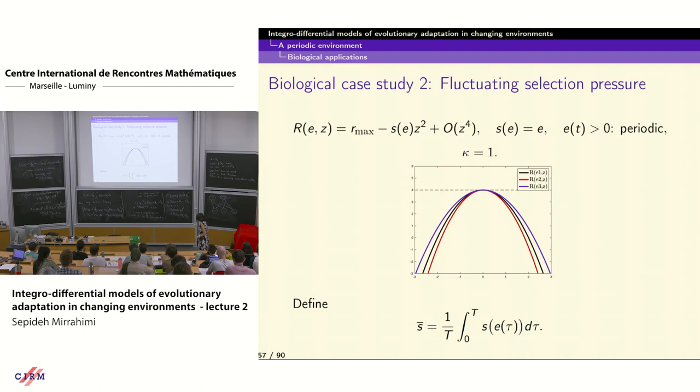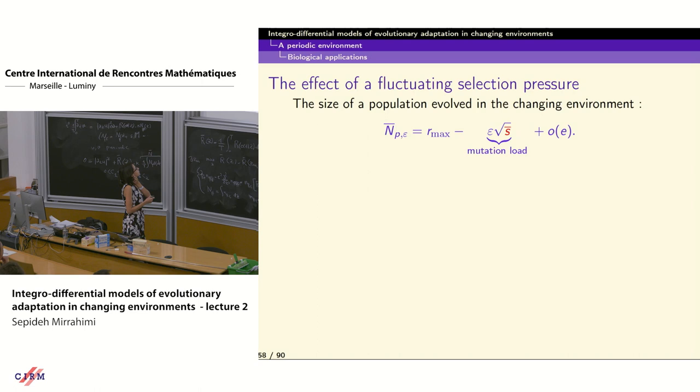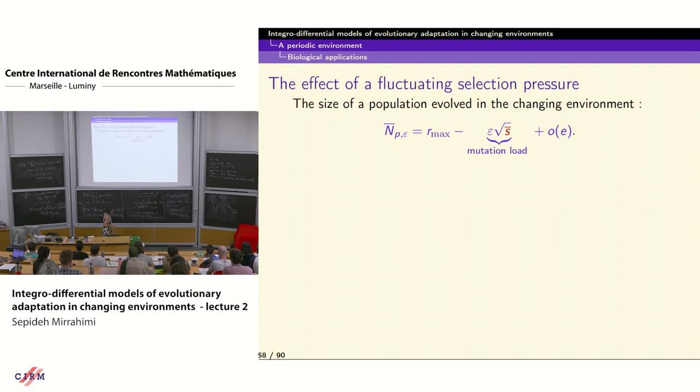And to do that, there is this S bar which will appear naturally, which is the average strength of selection. So the size of the population will be given by this quantity, which is R max minus epsilon square root of S bar. So the mutation load now depends on this average strength of selection.